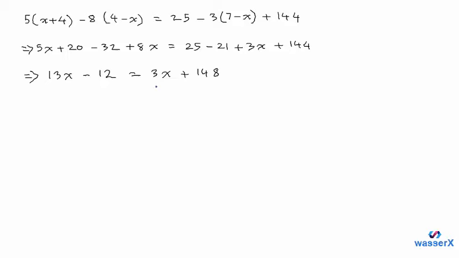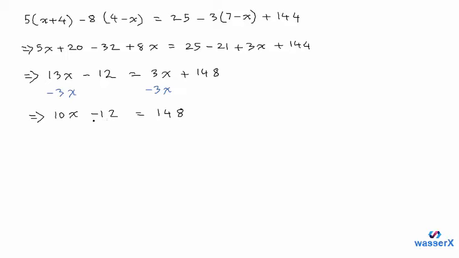So to get rid of this 3x, you want to subtract 3x from this side. So that 3x minus 3x is 0. And if you do it, remember, we need to balance the equation. That means do the same thing on the other side. So that we have 13x minus 3x, that's 10x, minus 12, is equal to 3x minus 3x obviously is equal to 0, plus 148. 0 plus 148 obviously is equal to 148.